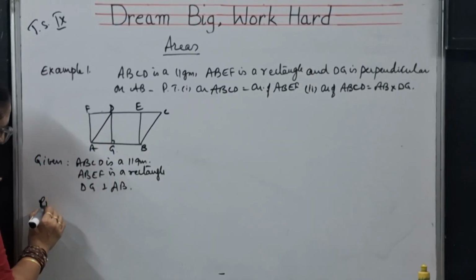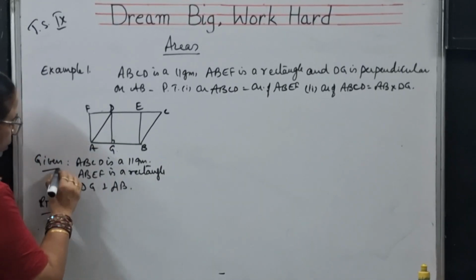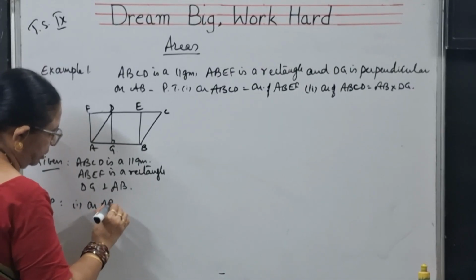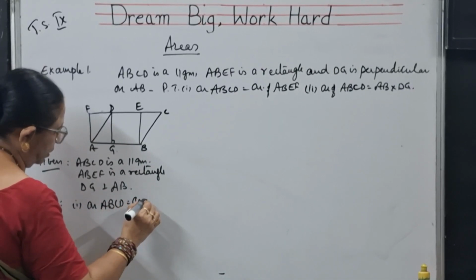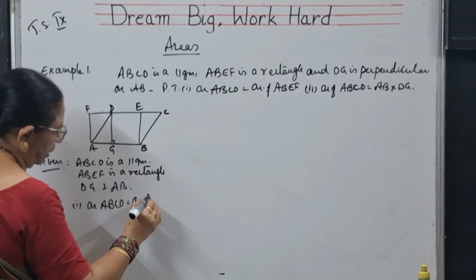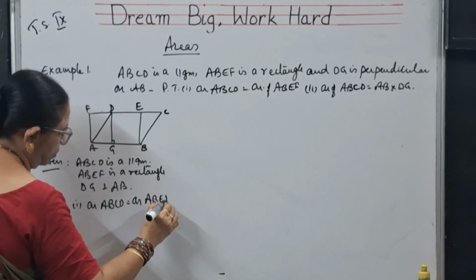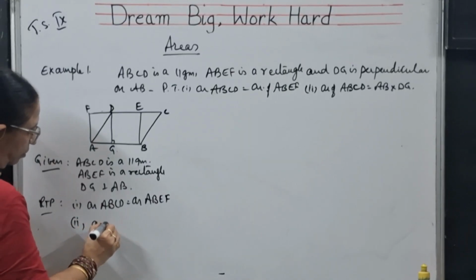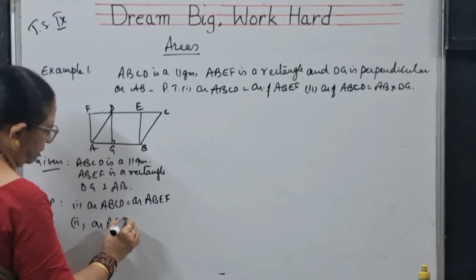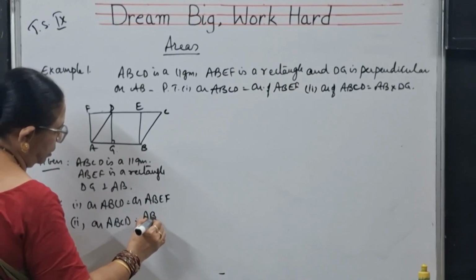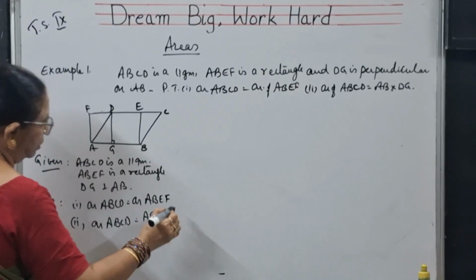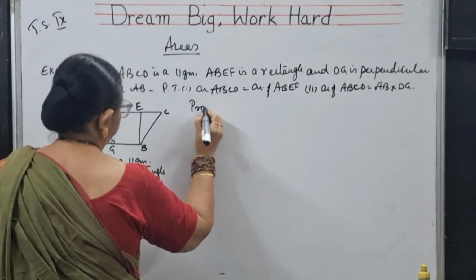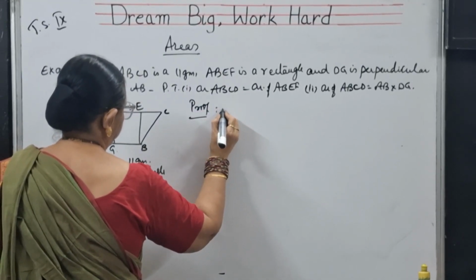Now, what is RTP, required to prove? We need to prove the first bit is area of ABCD is equal to area of ABEF. And second bit is area of ABCD is equal to AB into DG. These two bits we have to prove. So let us go for the proof. First bit.